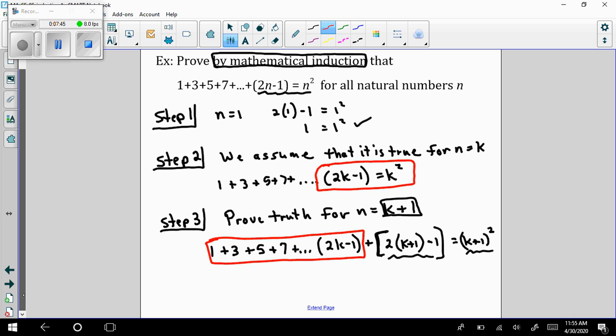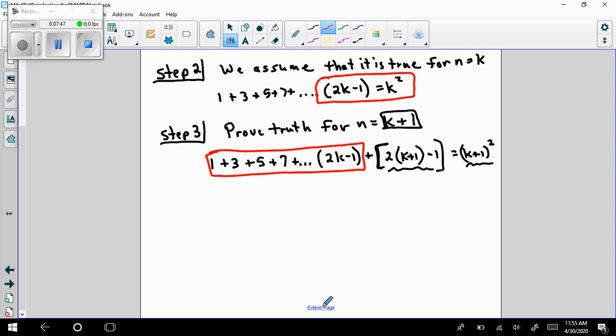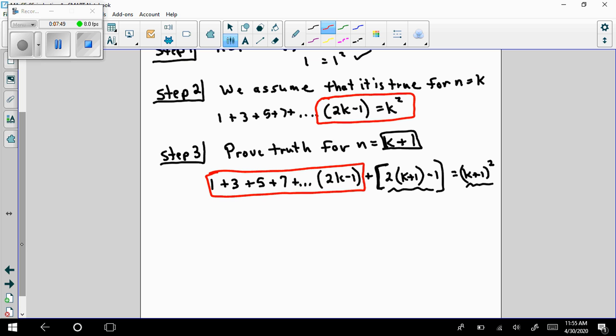Okay, so now comes the algebra. What I'm going to do is basically work the algebra out, and I should end up with the left side equal to the right side. So for this statement right here, I can substitute that 2k minus 1 is equal to k squared.